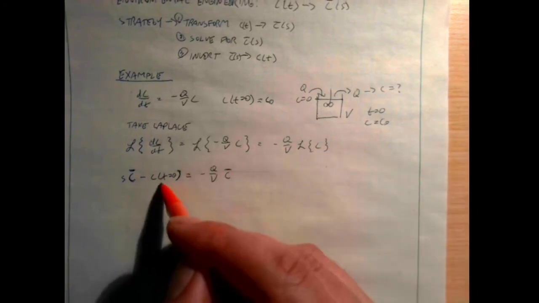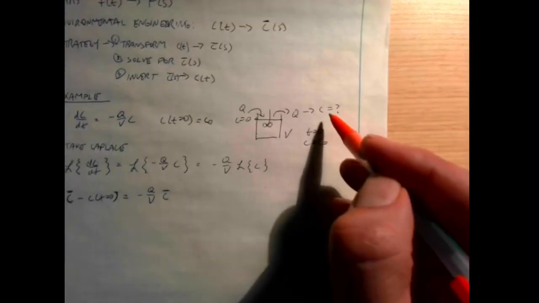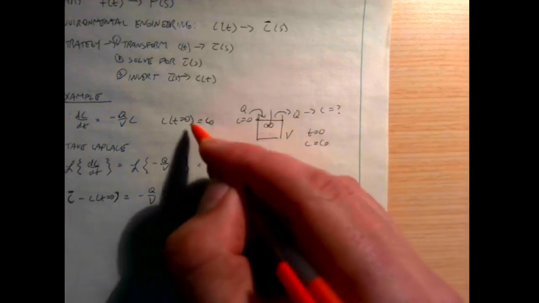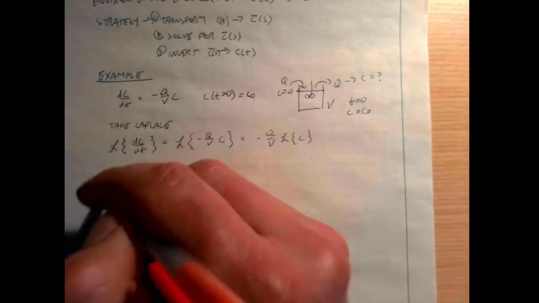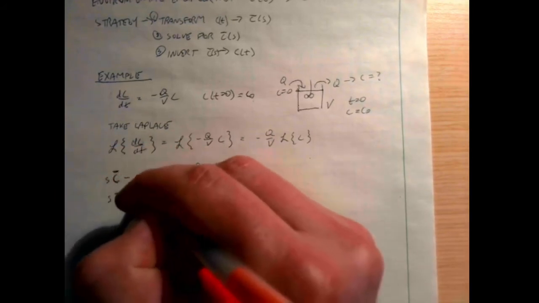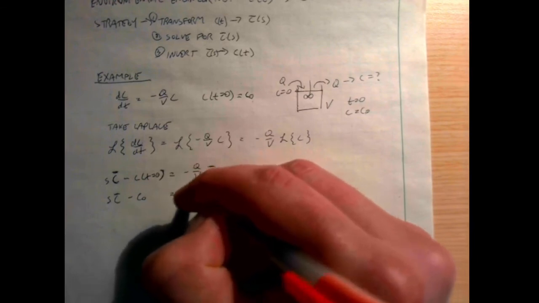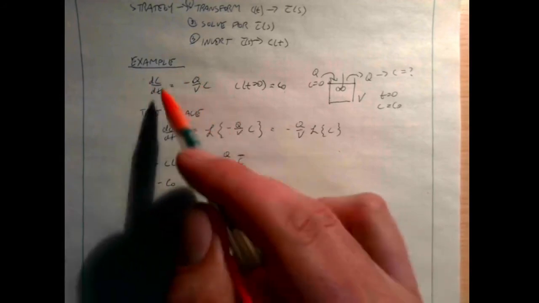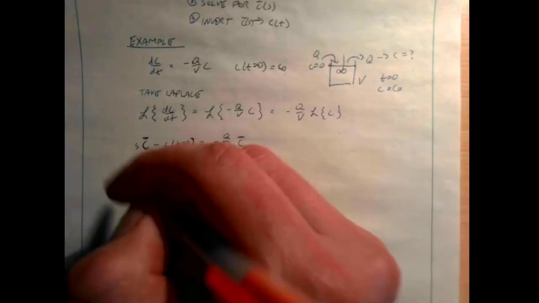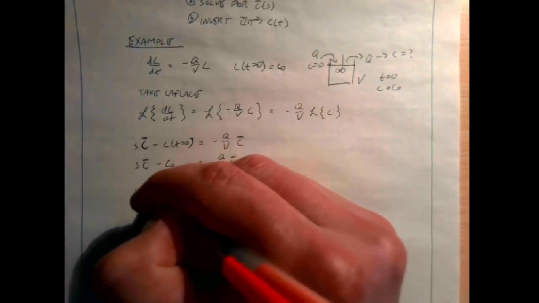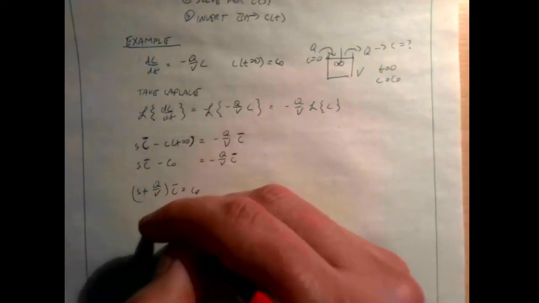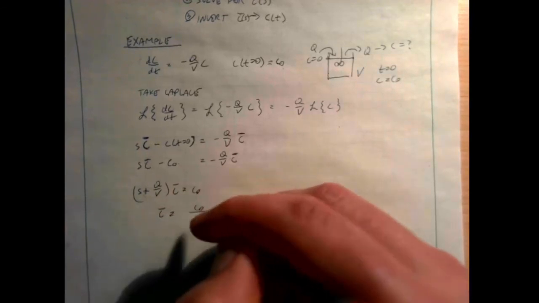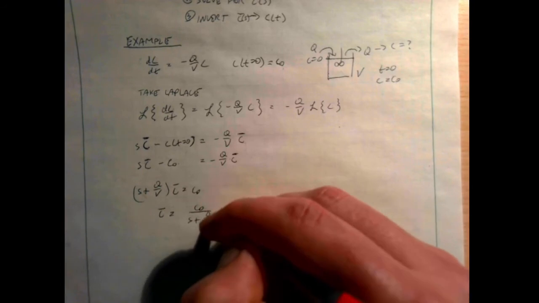And remember here that c at t equals 0, we have this initial value, and it's c0. And c0 likewise is a parameter, a constant, so it just goes along for the ride. Negative q over v times c bar. Okay, so now I've taken this differential equation, kind of hard to solve, and turned it into an algebra problem, much easier to solve. So I can move this term over here: s plus q over v times c bar is equal to c0. And then c bar is equal to c0 divided by s plus q over v.